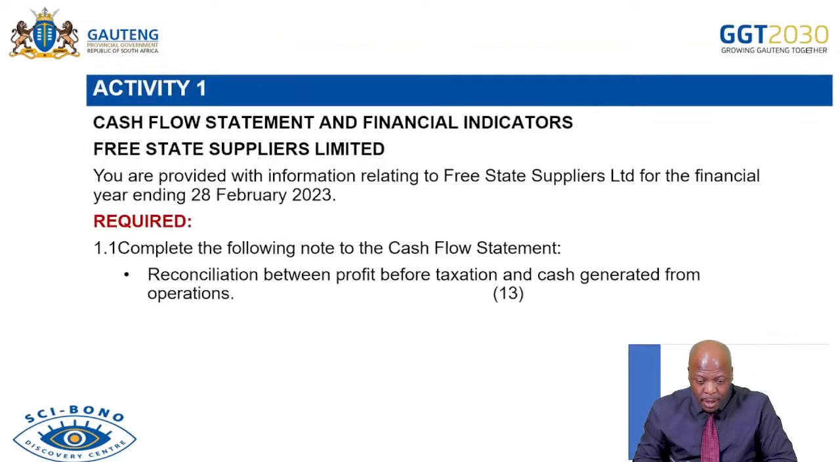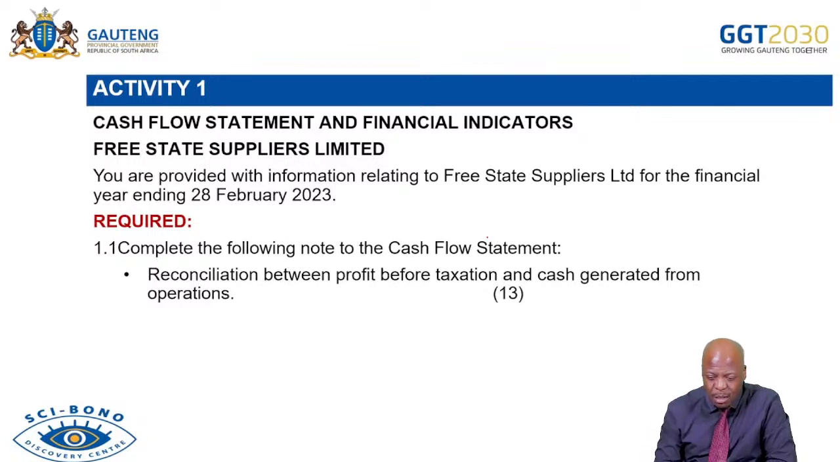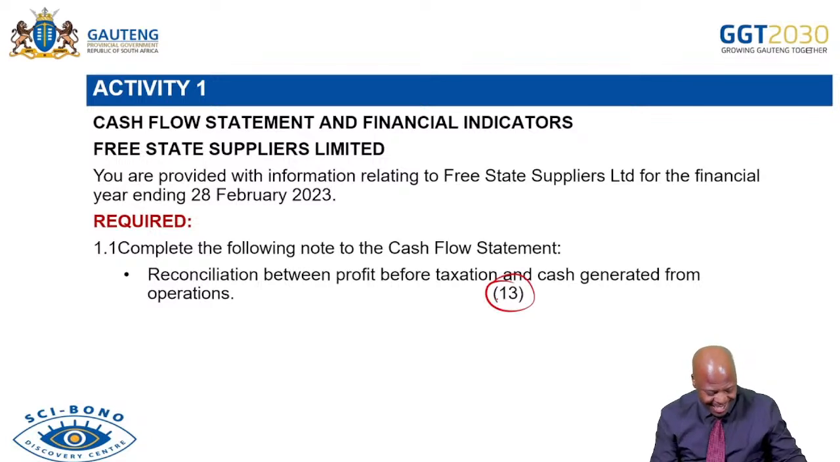Okay, the demands of the question are as follows: cash flow statement and financial indicators, Free State Suppliers Limited. You are provided with information relating to Free State Suppliers Limited for the financial year ended 20 February 2023. Required: complete the note to the cash flow statement, reconciliation between profit before tax and cash generated from operations. And they were rewarding 13 marks for this question.